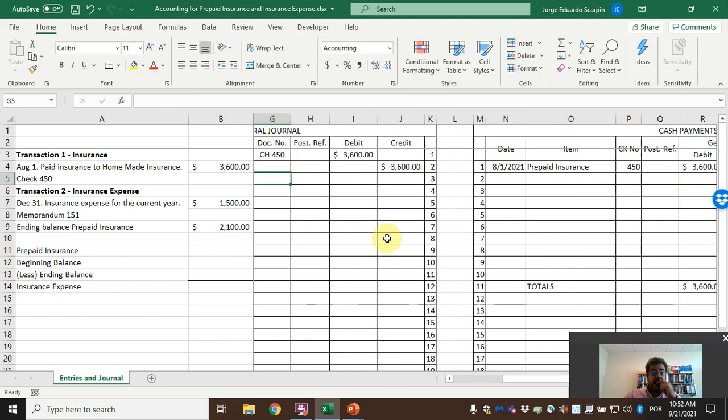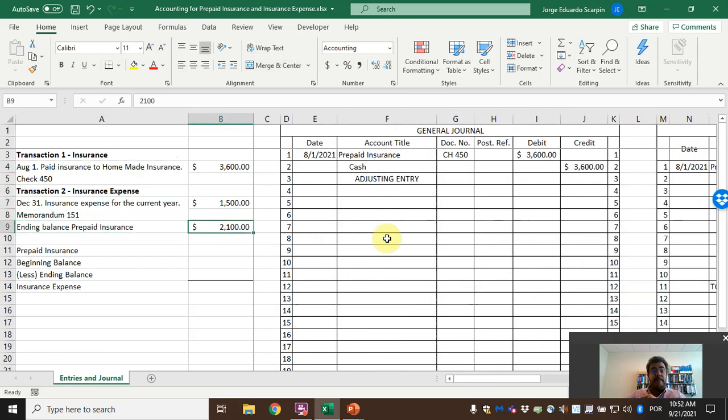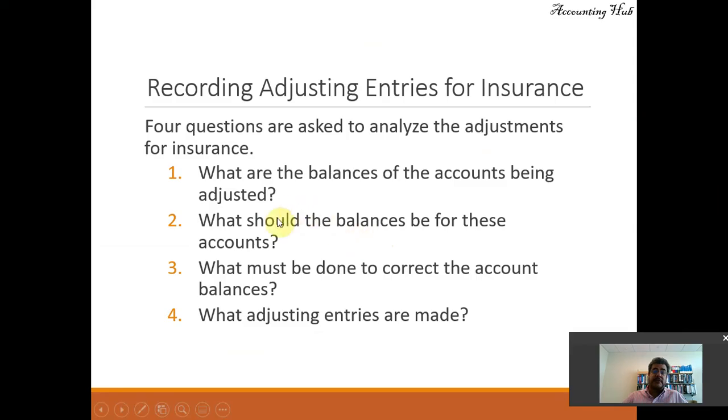Second question, what should the balance be for these accounts? So here, let's consider that the ending balance for prepaid insurance should be $2,100. How do we find it? 3,600 for 12 months, divided by 12, times how many months will we have on the following year? January, February, March, April, May, June, July. 7. 2,100. Boom. Okay? So this should be the ending balance.